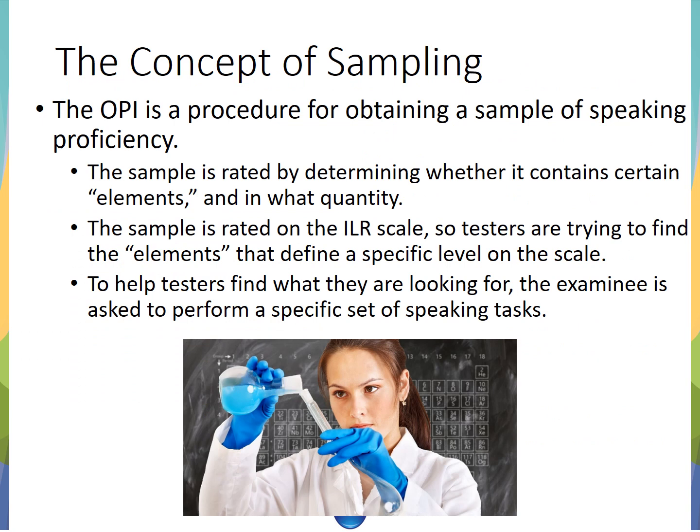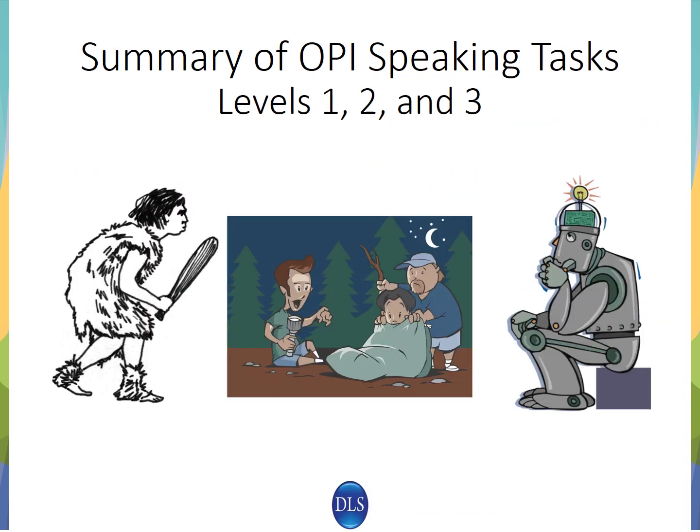An OPI is a procedure for obtaining a sample of the student's speaking proficiency. The testers want to find out if certain elements are present. These elements are detected and measured by having the students perform certain speaking tasks. The test also measures how many of these elements are present in the sample. Now let's talk about speaking tasks for different levels and what they involve.